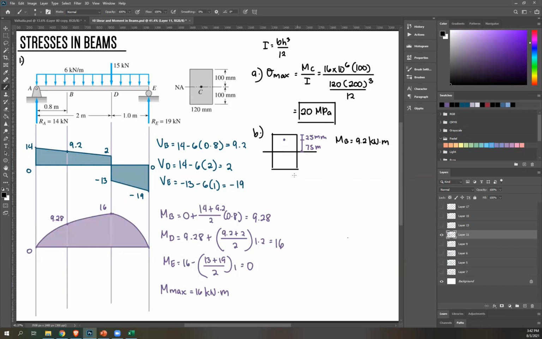Okay? And now we can solve for stress. So stress at B is MY over I. To be more specific, MB y over I. MB, again given 9.2. Kilonewton meter convert to Newton millimeter, that's 10 raised to 6. Y, can anybody give me the value of Y?